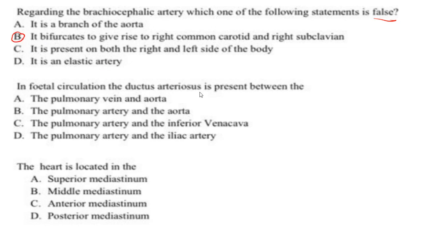In fetal circulation, the ductus arteriosus is present between the, so in this case we have the pulmonary vein and aorta, which is wrong because it is the pulmonary artery and the aorta. Then we have the pulmonary artery and the inferior vena cava, which is also wrong. Then the pulmonary artery and the iliac artery, which is also wrong. So the answer is just simply B. The heart is located in the, so we have the superior mediastinum, middle mediastinum, anterior mediastinum, and also the posterior mediastinum. But the heart is found in the pericardium, and the pericardium is normally found in the middle mediastinum.